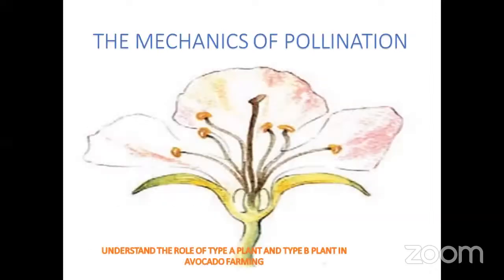Move on now to the mechanics of pollination, and the need for us to understand the role of type A plant and type B plant, like Hass is A and Fuerte is B, and how they interplay.